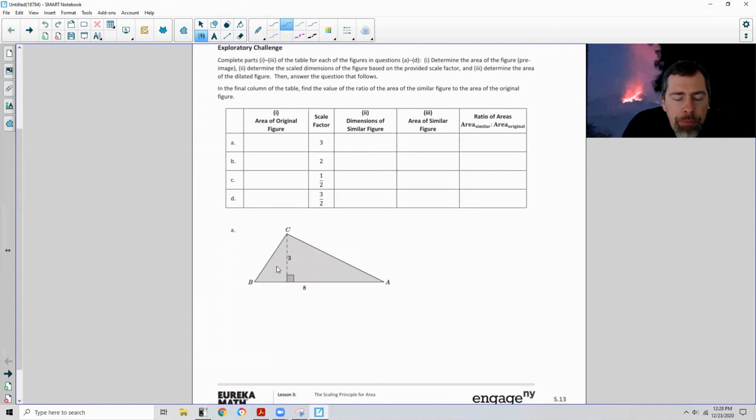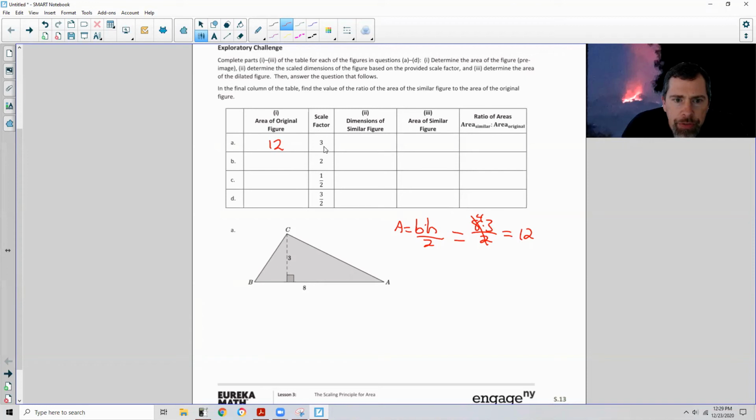Okay, so here's A. Scale factor of 3. Area of the original figure. Well, we have to find the area of this triangle. I can do it this way. Base times height divided by 2. That's the same as 1/2 base times height, which equals 8 times 3 divided by 2. That would reduce to 4, and the area is 12. So the area of the original figure is 12.